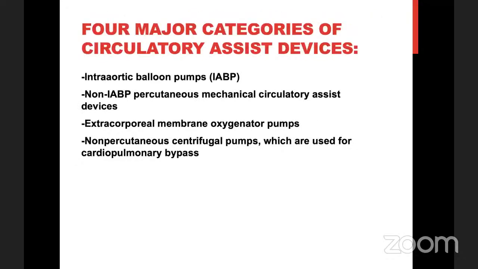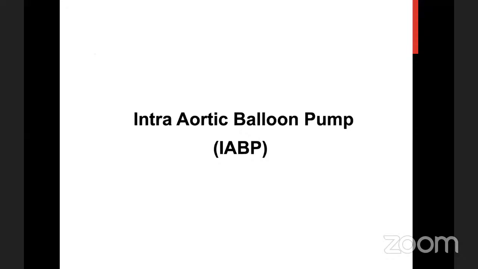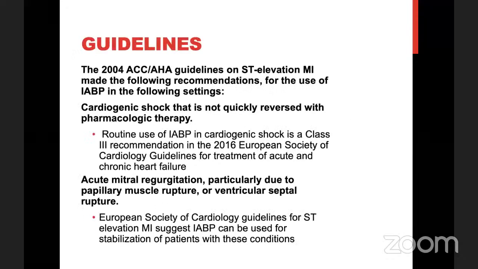So there are 4 major categories of circulatory assist devices: the intra-aortic balloon pump, percutaneous mechanical circulatory assist devices, ECMO, and non-percutaneous centrifugal pumps, which are used for the cardiopulmonary bypass machine. So we'll start with the balloon pump, the intra-aortic balloon pump.